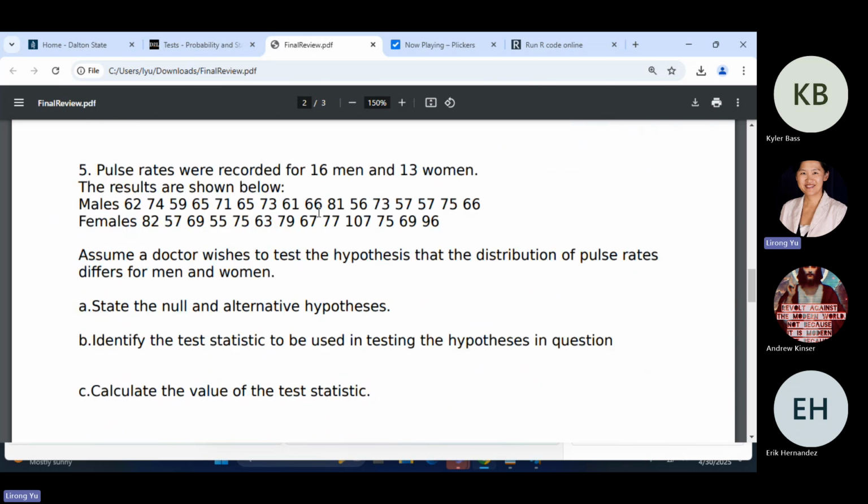And number 5 has 16 men, 13 women. These are rates recorded for.